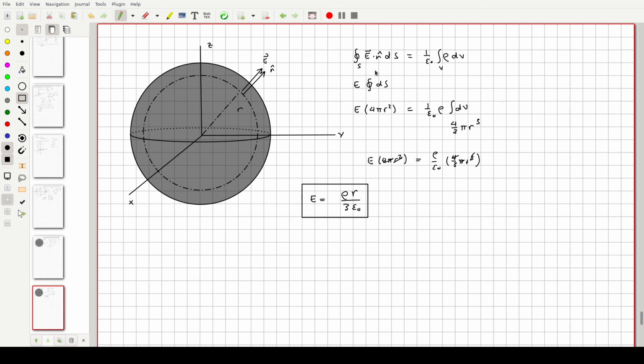So that's it for our first video for this chapter. In the next video for this chapter, what we're going to do is discuss some of the implications of Gauss's law, specifically dealing with conductors.